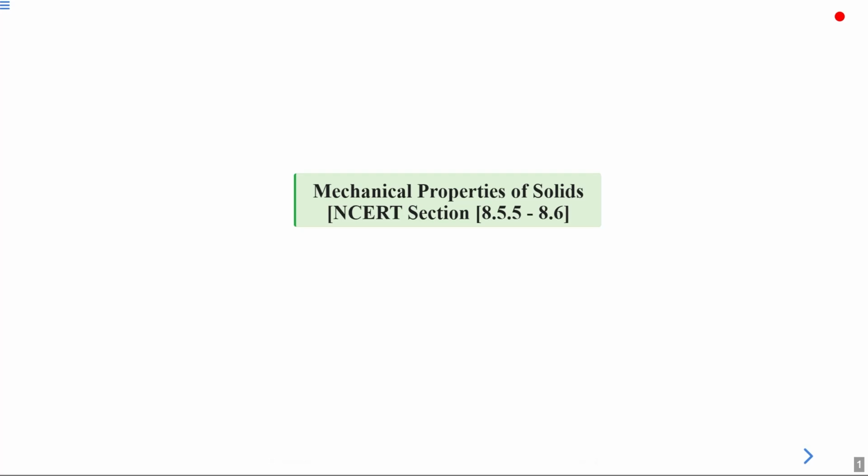Hello, students. In today's lecture, we are going to learn about mechanical properties of solids. NCERT section 8.5.5 to 8.6.